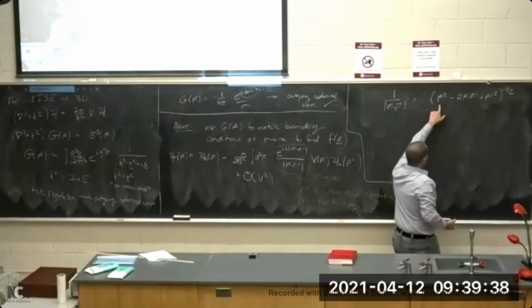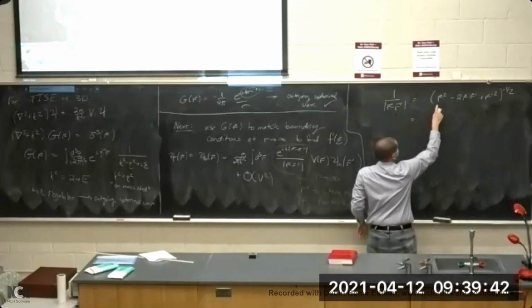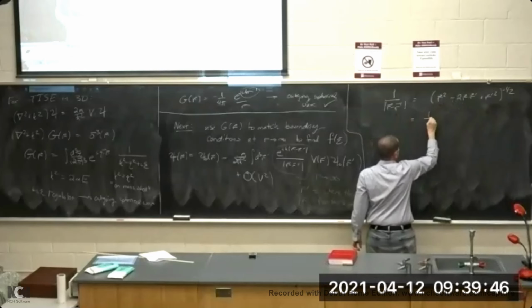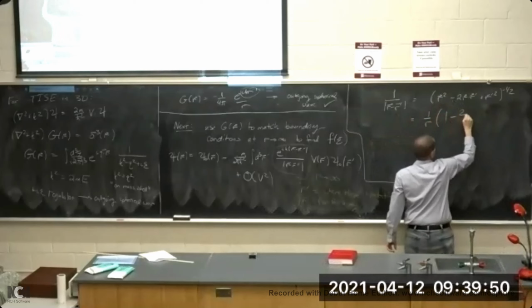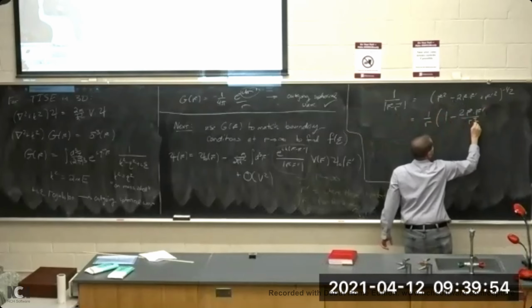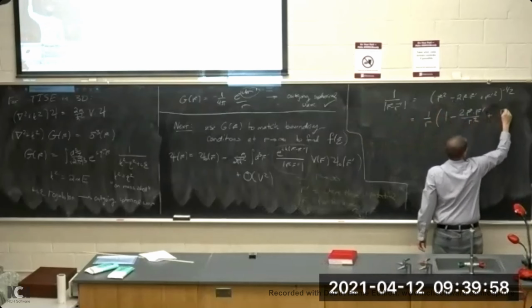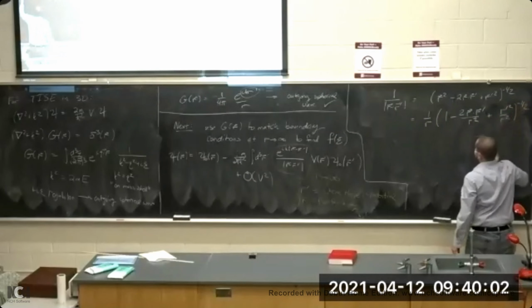So with this, let me pull out the leading behavior as r goes to infinity. So I pull out r squared and I raise it to the negative 1/2 power. So I get 1 over r. And I'm left with 1 minus 2 r dot r prime over r squared plus r prime squared over r squared to the negative 1/2 power.